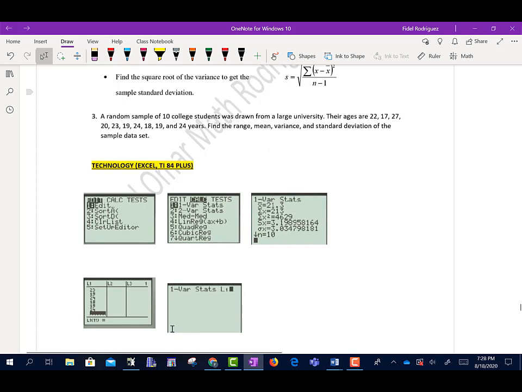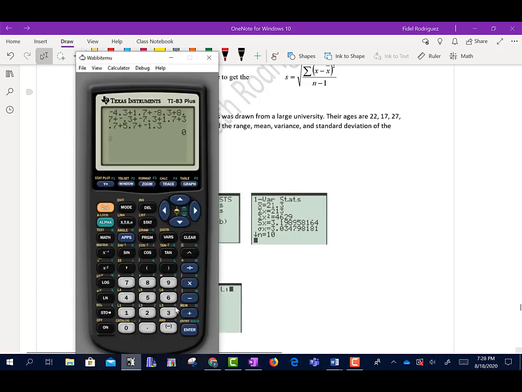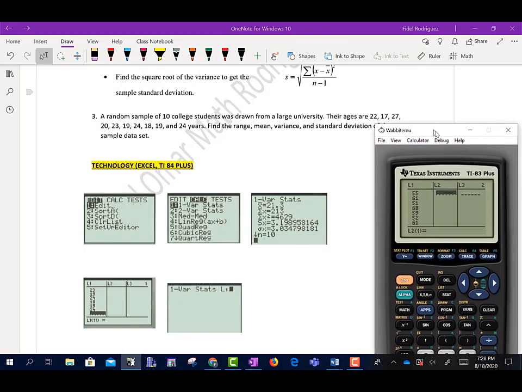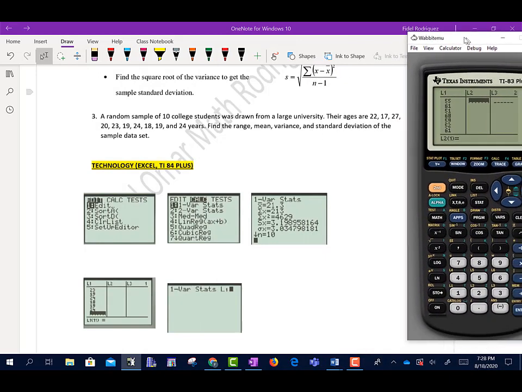Okay, so I'll tell you what I'm going to do. I'm going to come back over here. I'm going to clear this out. And I'm going to go to stat. Okay. Let's see. I'm going to go to edit. I don't want to clear this list. I'm going to come back to it in a little bit. So right here, I'm going to go to L2. Okay, and I just moved over one spot. And what I'm going to do in my L2, I'm going to enter those numbers in that we have.